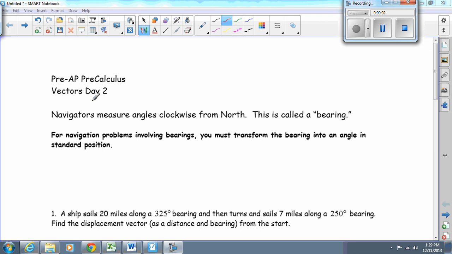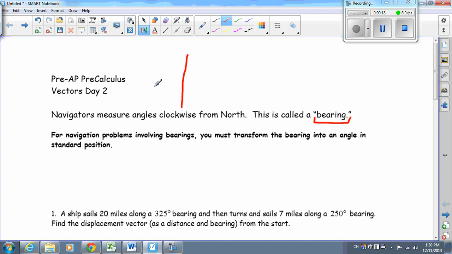This is our vector day 2. One thing you need to understand is what we mean by the bearing. Navigators measure angles clockwise from north, and this is what we call the bearing. What exactly do we mean by measure angles clockwise from north?